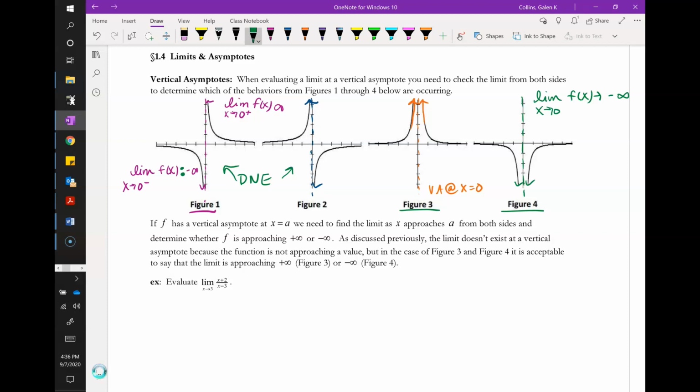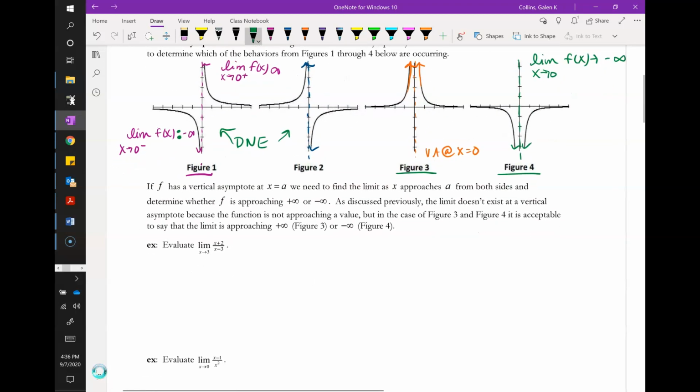Okay, so let's read this next text. If f has a vertical asymptote at x equals a, we need to find the limit as x approaches a for both sides and determine whether the function f is approaching positive or negative infinity.